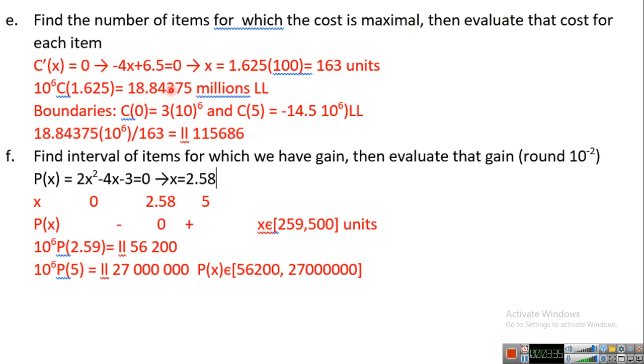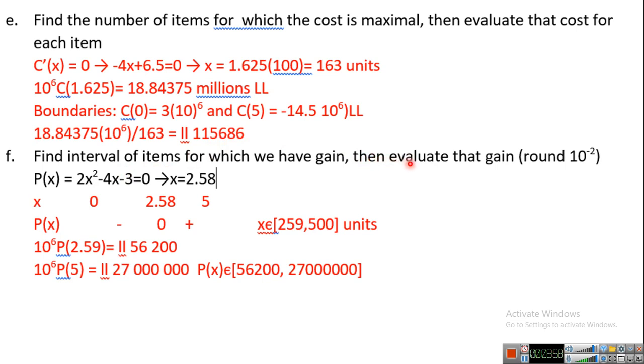This cost, the 18.84375 million, is for 163 units. To find the cost of each item, directly you divide it by 163, and you're going to get 115,686 Lebanese lira.